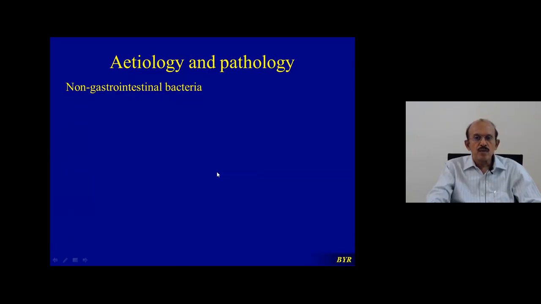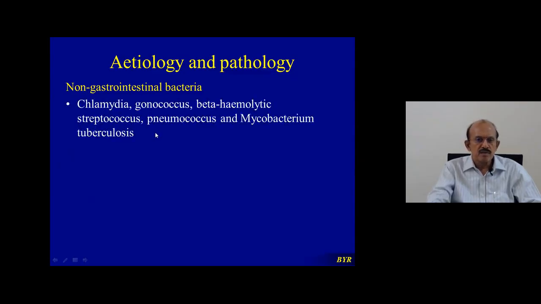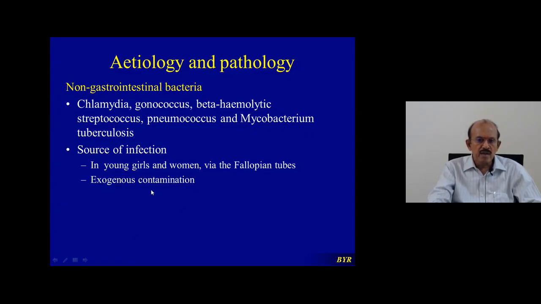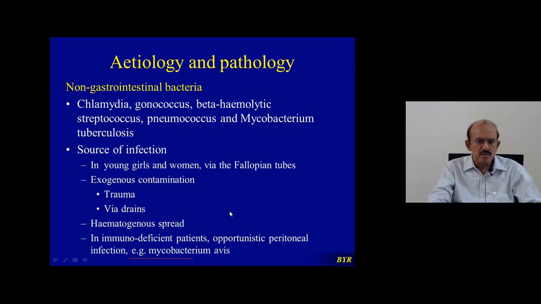Then the bacteria can be from a non-gastrointestinal source. That means chlamydia, gonococcus, beta hemolytic streptococcus, pneumococcus, and Mycobacterium tuberculosis. All these either from the genital tract in a female patient or from blood spread. Source of infection in young girls and women via the fallopian tubes, that means via the pelvic genital organs, or exogenous contamination due to trauma via drains, hematogenous spread. In immunodeficient patients, opportunistic peritoneal infection, for example Mycobacterium avium, can occur.